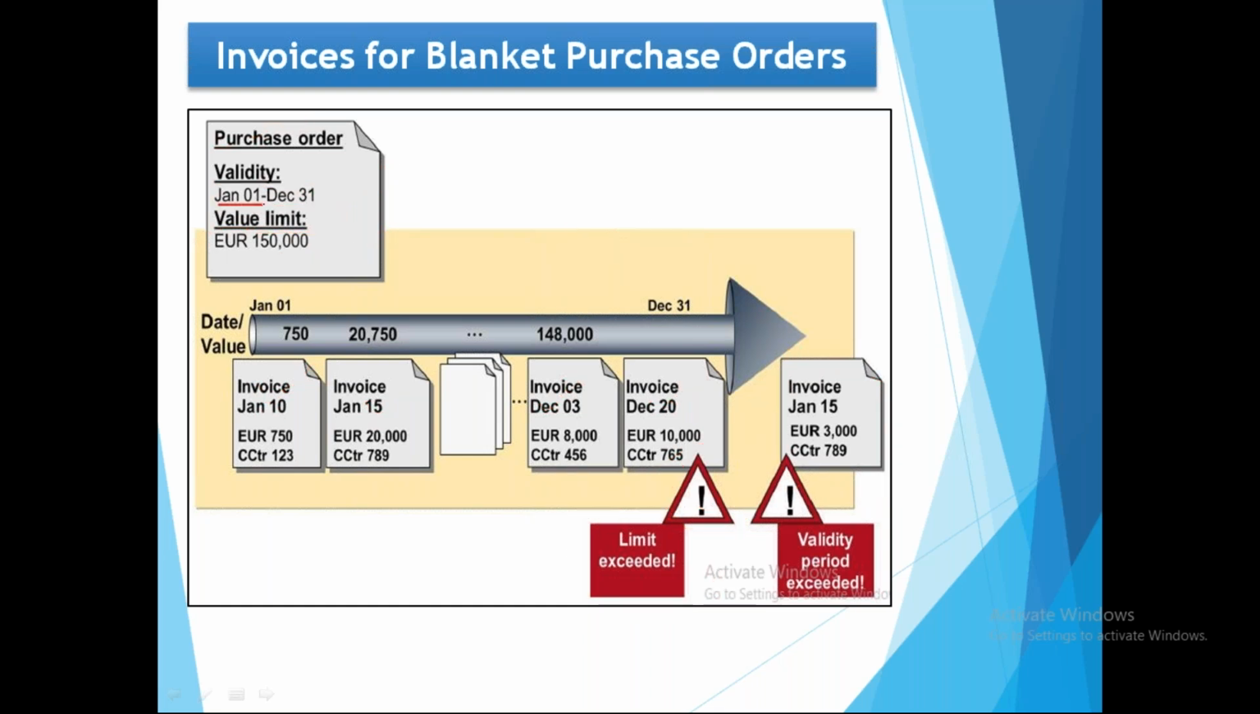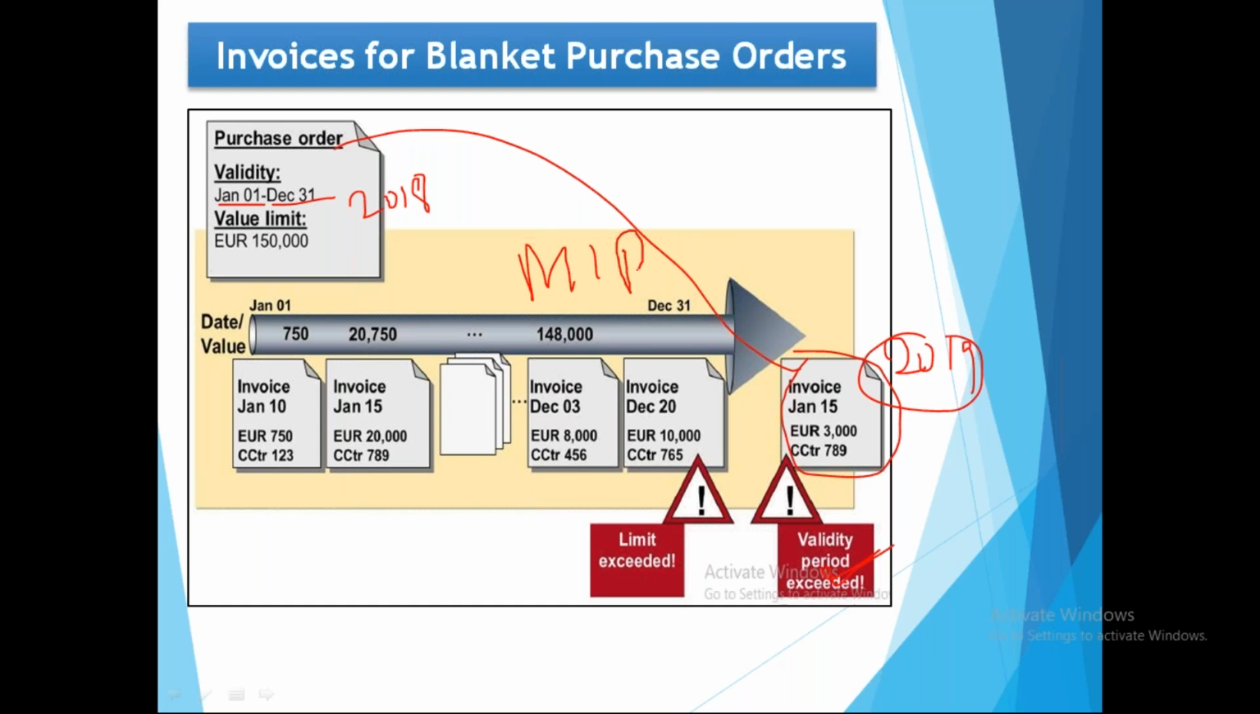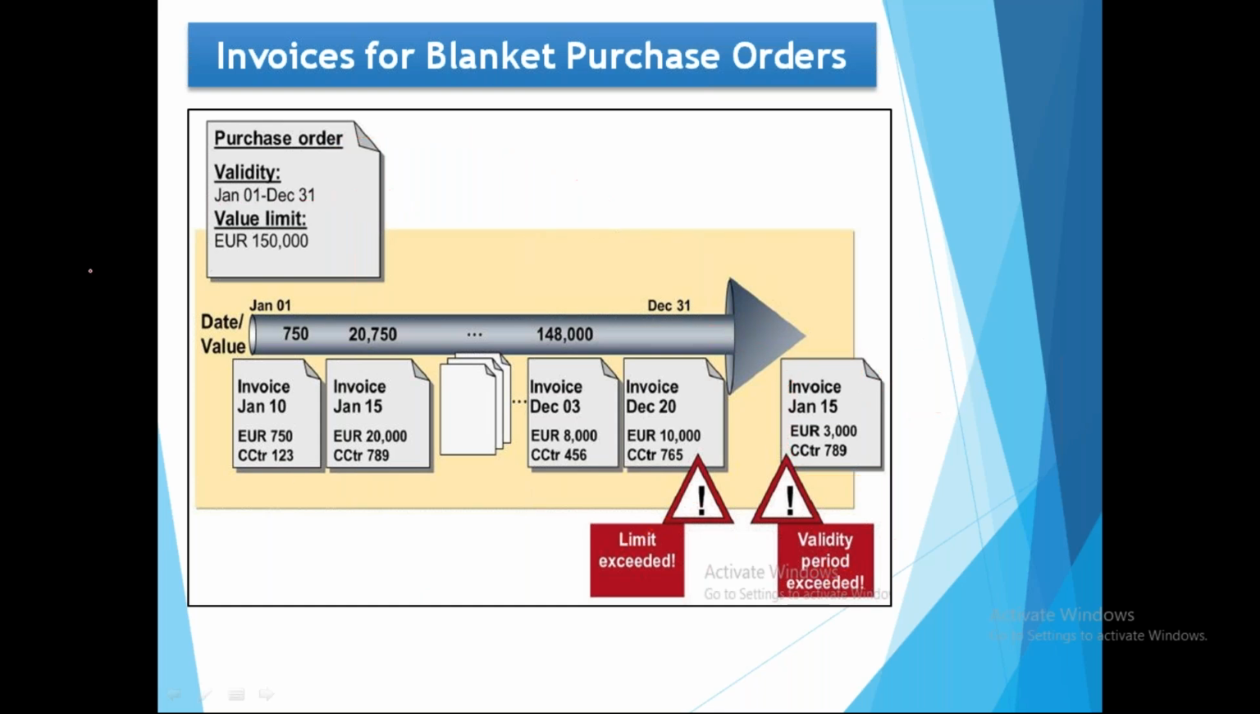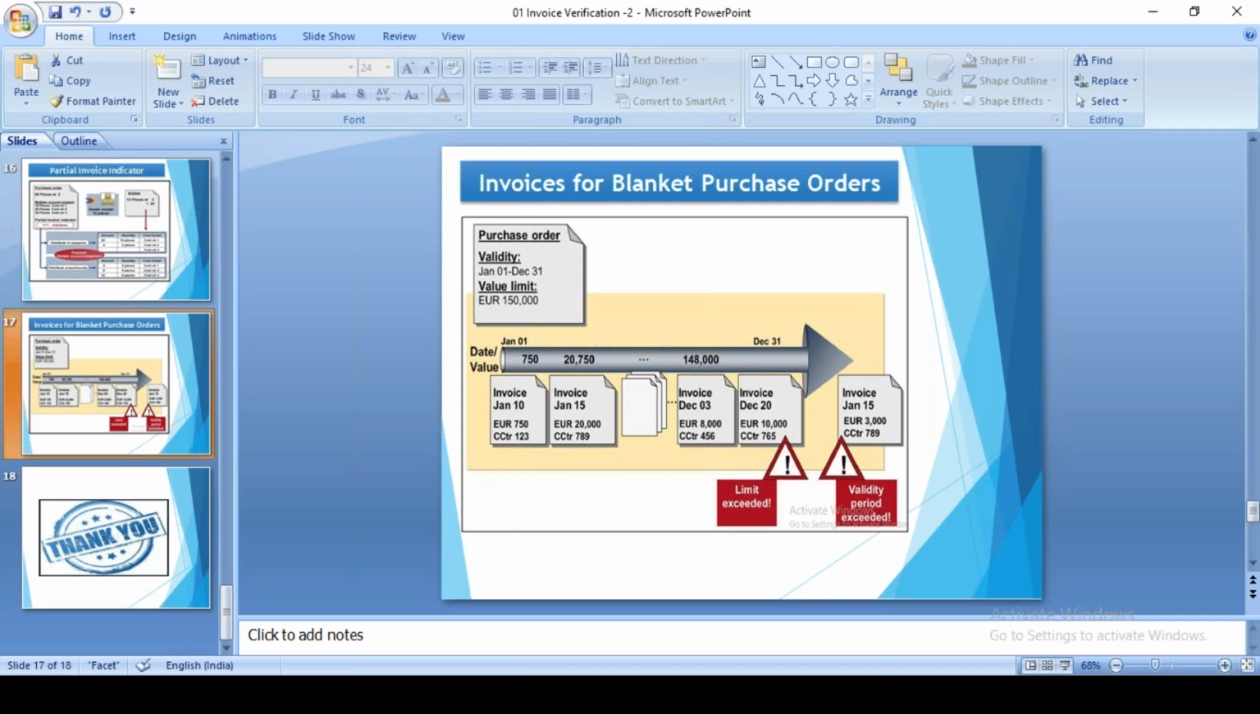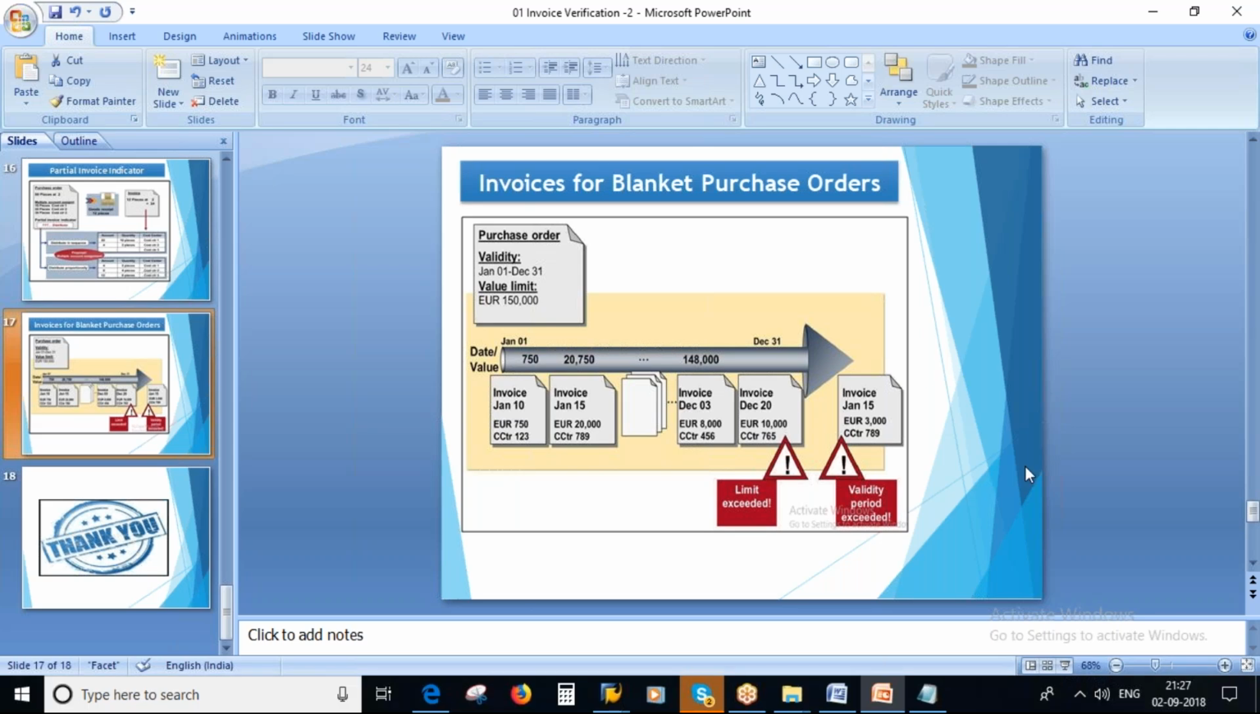At the same time, if you post an invoice out of the validity date, here the validity date is Jan 01 to December 31. Let's say this year is 2018. Now if you post an invoice for the same PO on Jan 15th of the 2019 year, the system will throw the error, validity period exceeded. So in case of blanket purchase orders, when you do invoice verification, the system will always check whether the limit is exceeded or the validity period is exceeded. That is what the system will check. Okay, so this is all about invoice verification part 2.